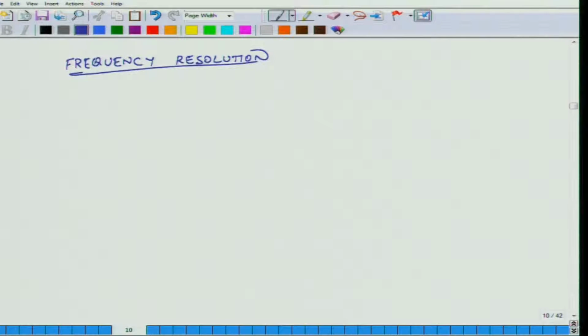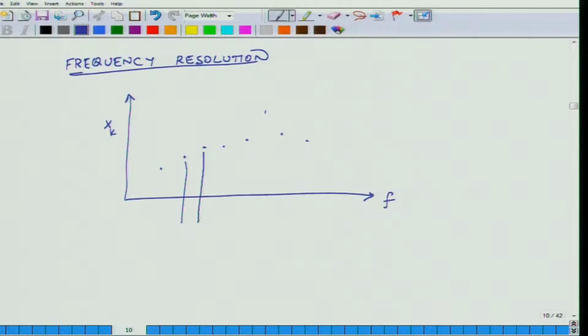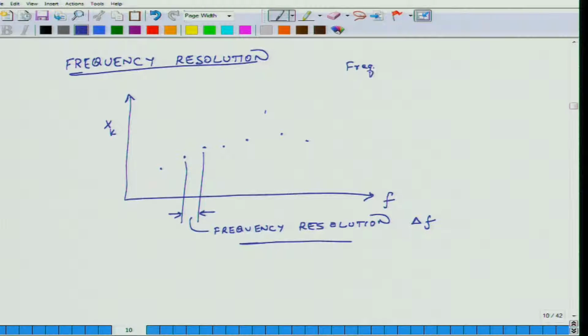Frequency resolution. Whenever you do a DFT, on the x axis you plot frequency, on the y axis you plot Xk, right? And then you have different points. The spacing between these 2 points is called frequency resolution, or delta f. Let us compute this. We know that frequency is equal to k times Fs over N, right?